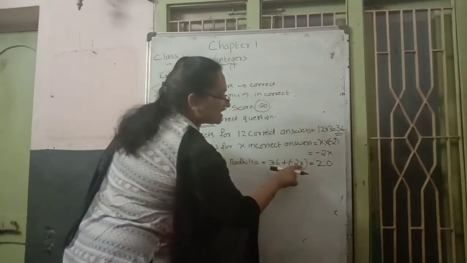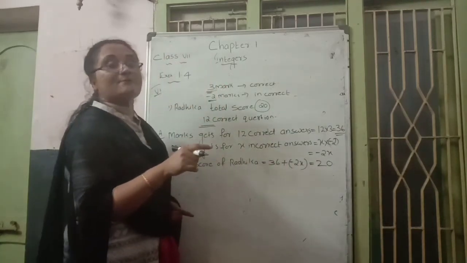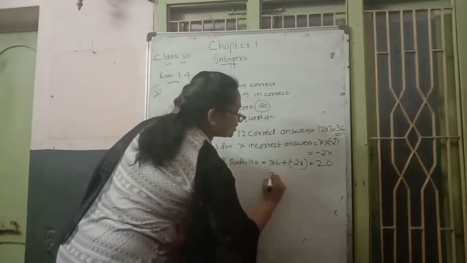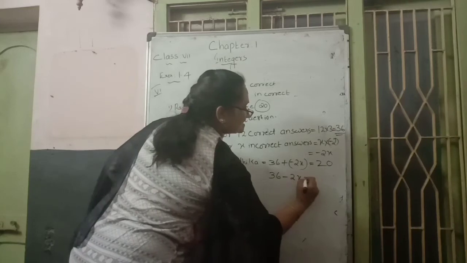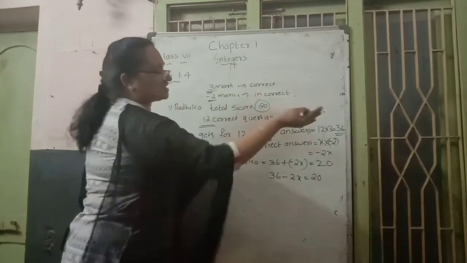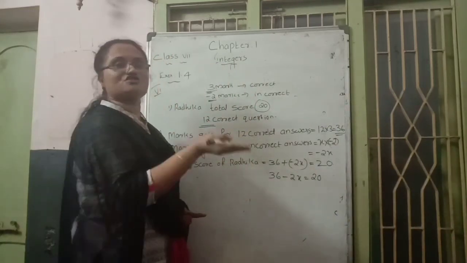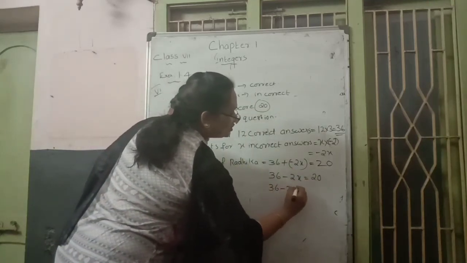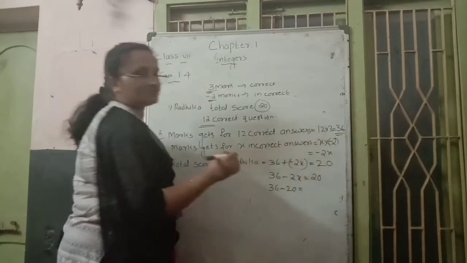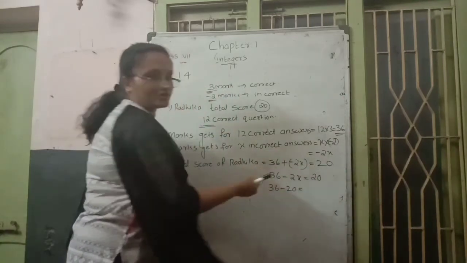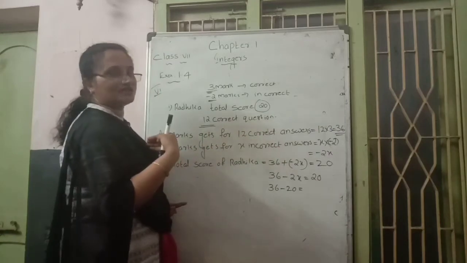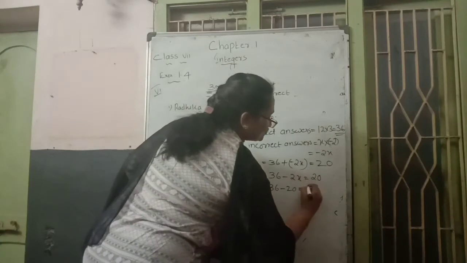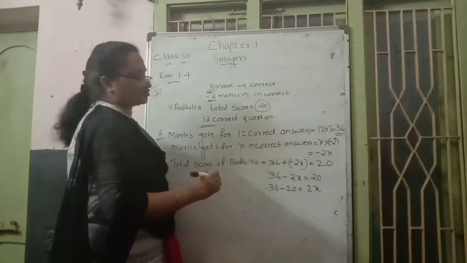Our aim is to find this unknown value x, the number of incorrect questions. Plus or minus changes to minus, so 36 minus 2x is equal to 20. A term sent to the opposite side changes its sign, so the constant term is brought to the left side and the variable term, minus 2x, goes to the right side and changes to plus 2x.